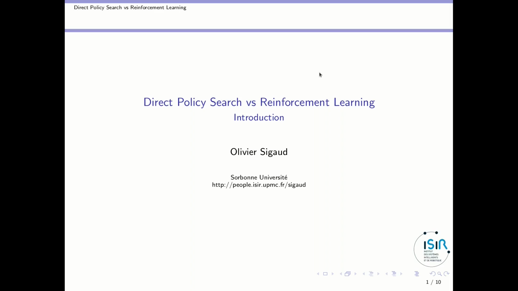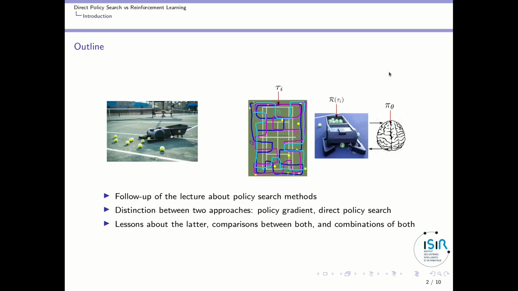Welcome to this new playlist about direct policy search and reinforcement learning. This playlist is a follow-up of a lecture that I already put on YouTube about policy search methods, where I was explaining how to optimize the behavior of a robot by sampling trajectories and increasing the probability of reproducing the most rewarding trajectories and changing the parameters of the controller of the robot thanks to the corresponding signal.